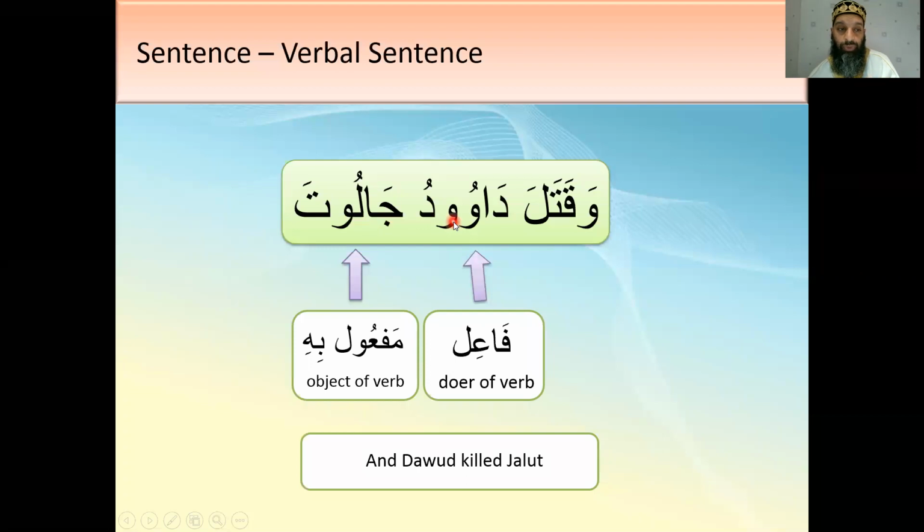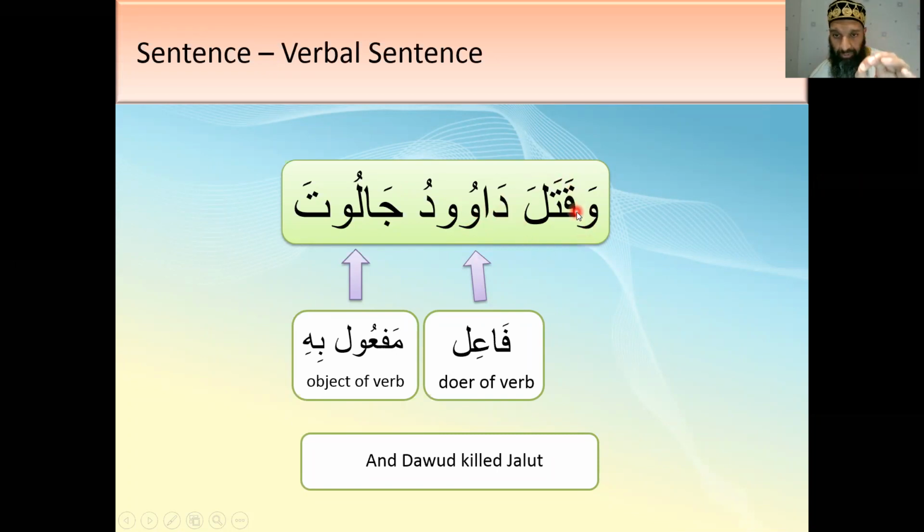Which out of these is marfu? Dawood. Dawood is marfu. So Dawood did the killing. You wouldn't know that if you didn't know what marfu is. If you didn't know what marfu mansub is, you will not be able to translate this verse.